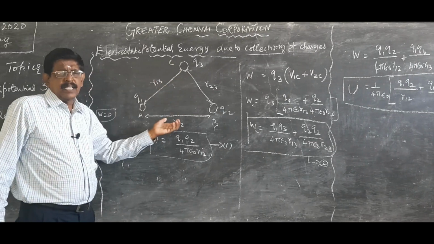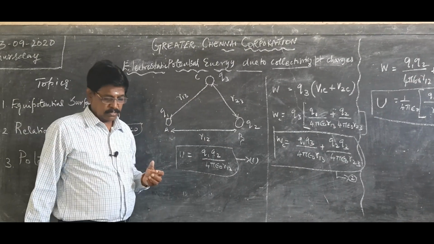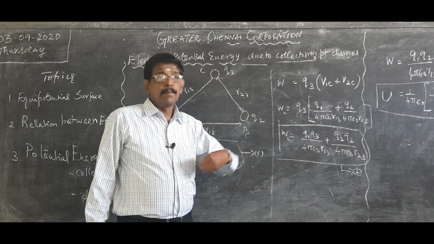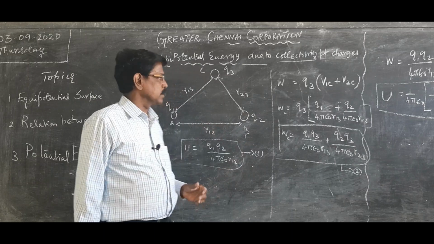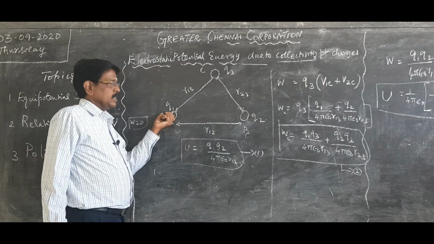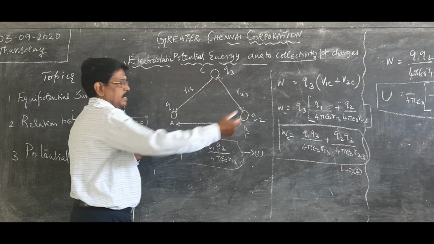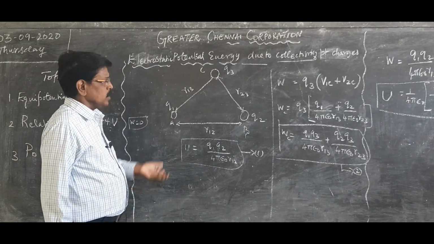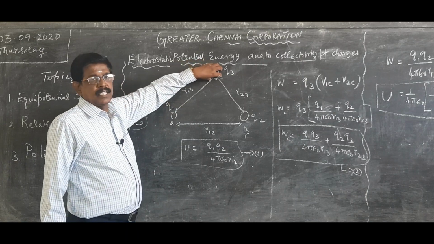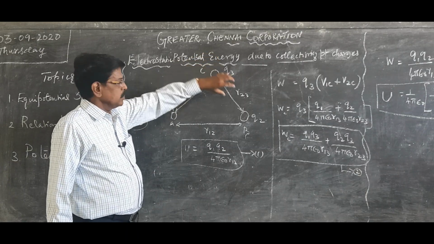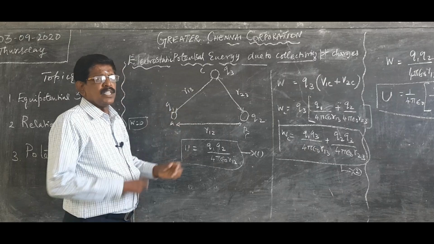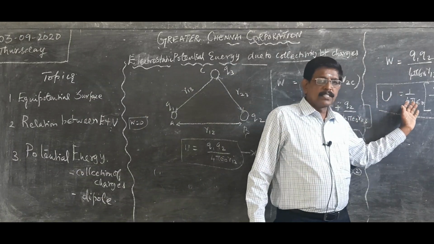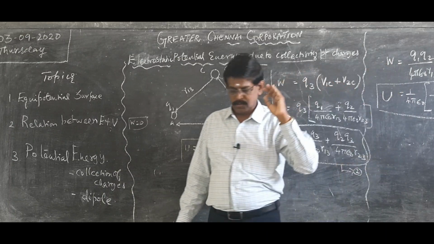Since the electrostatic force is a conservative force, what is the meaning of conservative force? It does not depend upon the path. Say, first I have taken the charge Q1, then the second charge Q2 is brought, and the third charge is brought finally. Suppose you keep the first charge as Q3 first, and Q2 is brought nearer to Q3. In any way, the total energy formula remains the same.